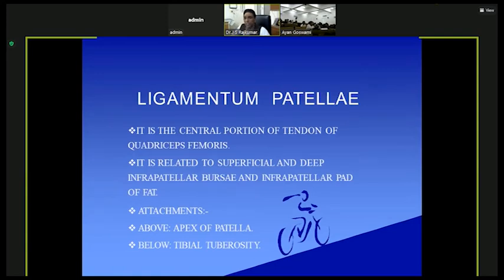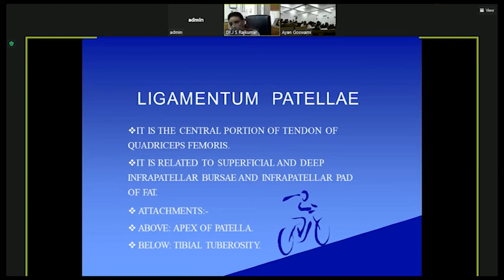Now, any of these could be asked as short notes in your examination or in your viva. Tell me something about ligamentum patellae, or a short note on the medial or tibial collateral ligament, and that is why it is important for you.